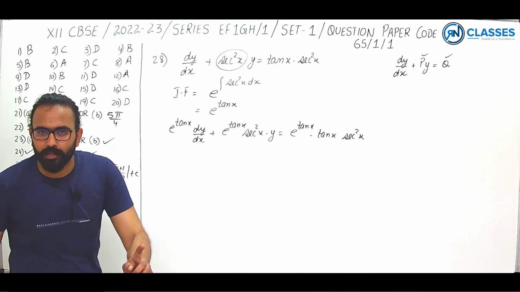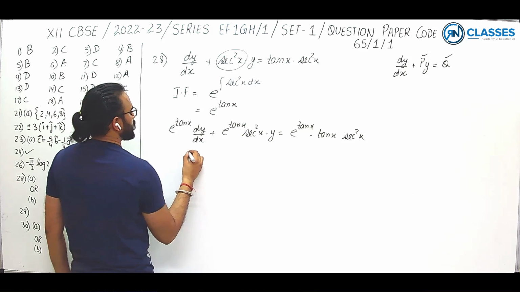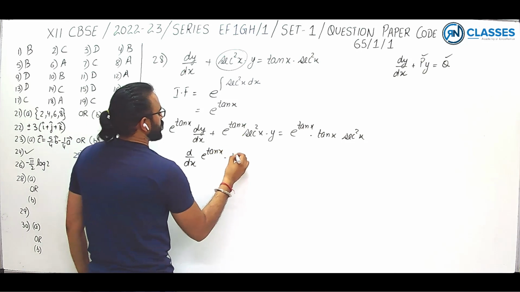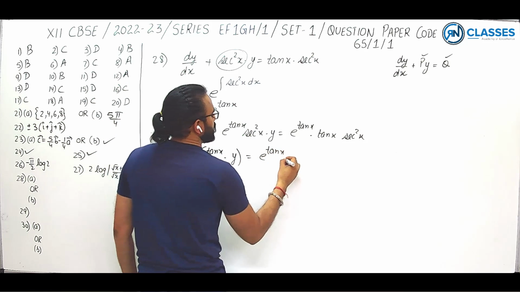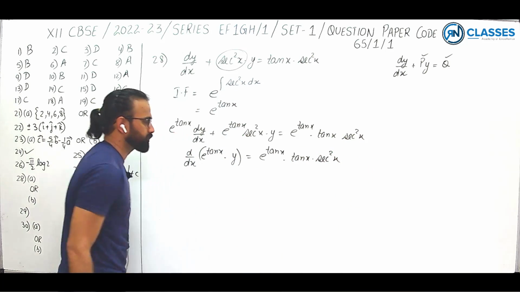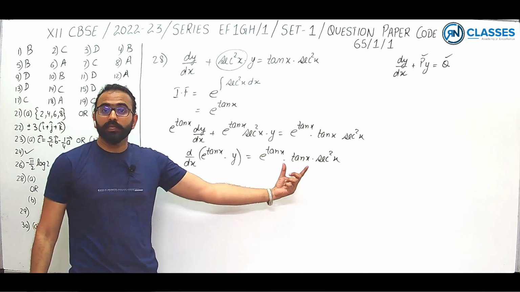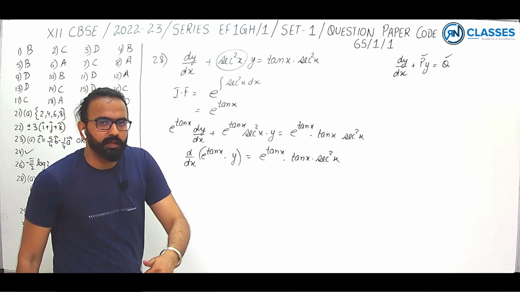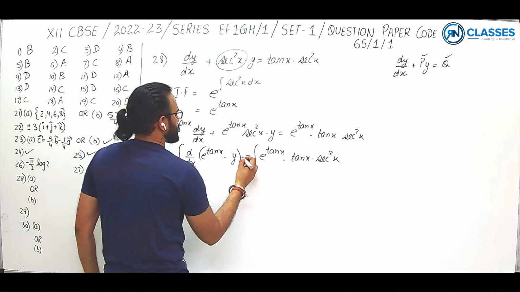As soon as you multiply by the integrating factor, you will get to know that on the left hand side you will get the derivative of e power tan x into y, and on the right hand side you will get e power tan x into tan x into secant square x. We need an expression in terms of x and y, so we have to remove this derivative. To remove the derivative we will integrate both sides.